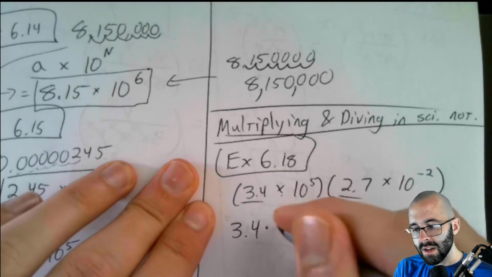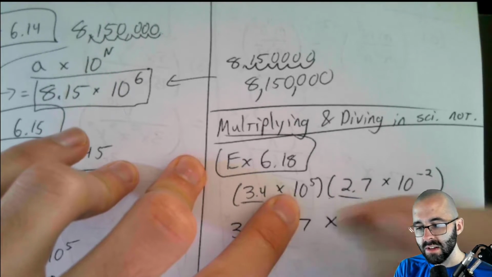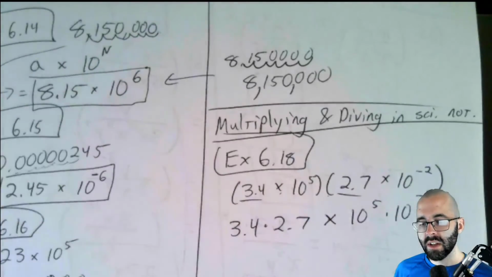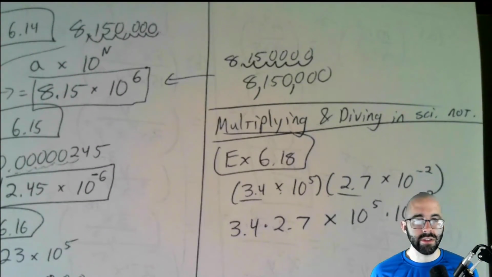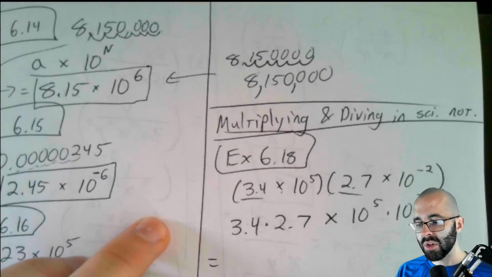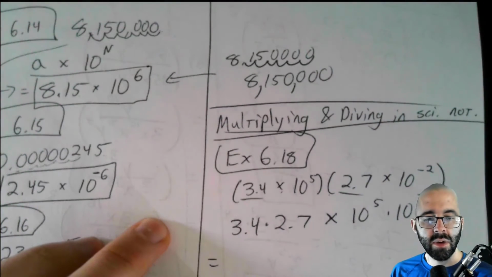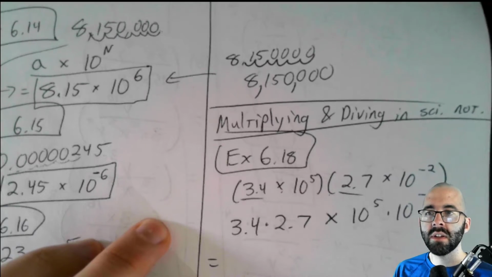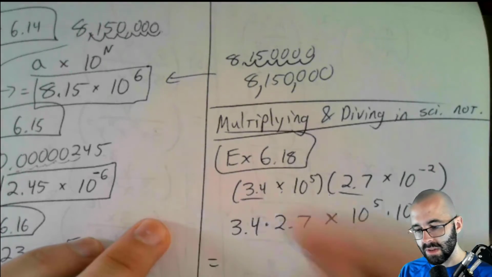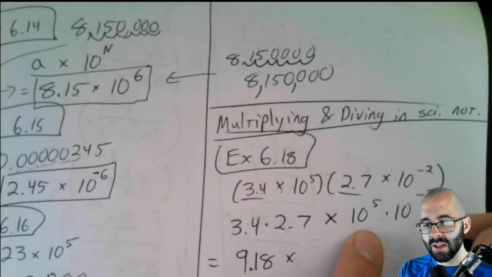3.4 times 2.7. And then we'll multiply 10 to the 5th and 10 to the negative 2nd. We can multiply in any order as long as there's no other things happening. So you use a calculator to multiply 3.4 times 2.7, because I don't know what that is. 3.4 times 2.7 is going to be 9.18. Okay, so that's 9.18. And then we'll multiply these two together.